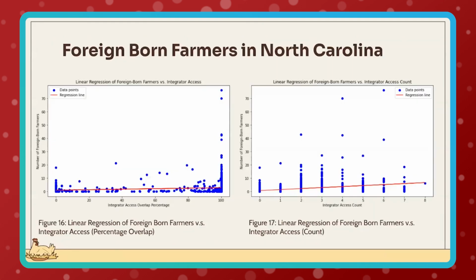Another demographic we wanted to focus on was foreign-born farmers, meaning farmers who either do not have citizenship or have immigrated to the U.S. We focused specifically on North Carolina. The foreign-born population was calculated by multiplying the percentage of foreign-born people in a specific zip code by its farmer population. Then we conducted a regression analysis to see if there was a relationship between integrator access and foreign-born farmers. However, the results were statistically insignificant.